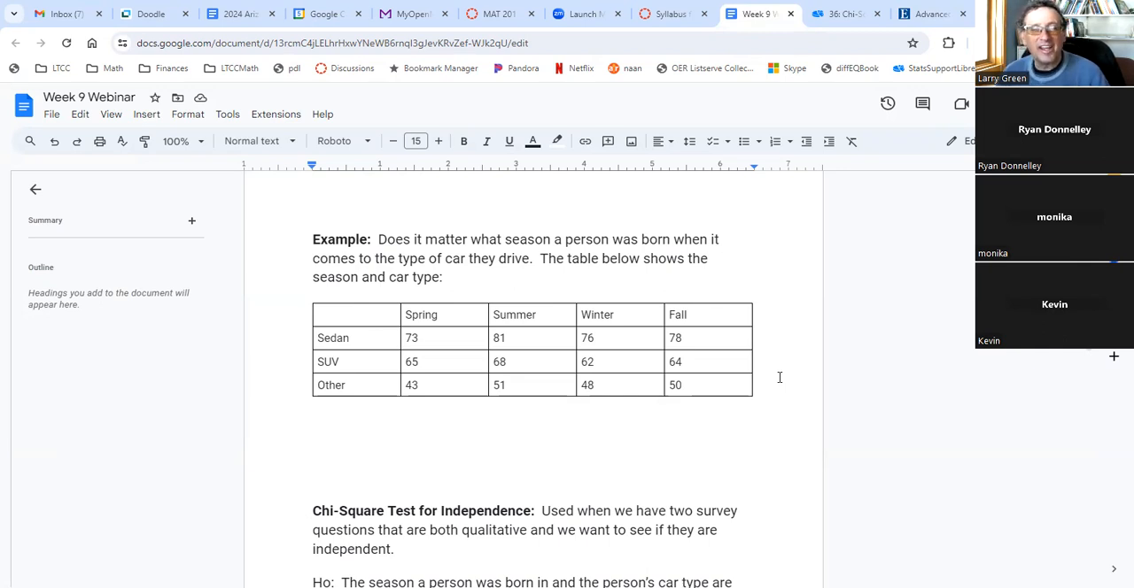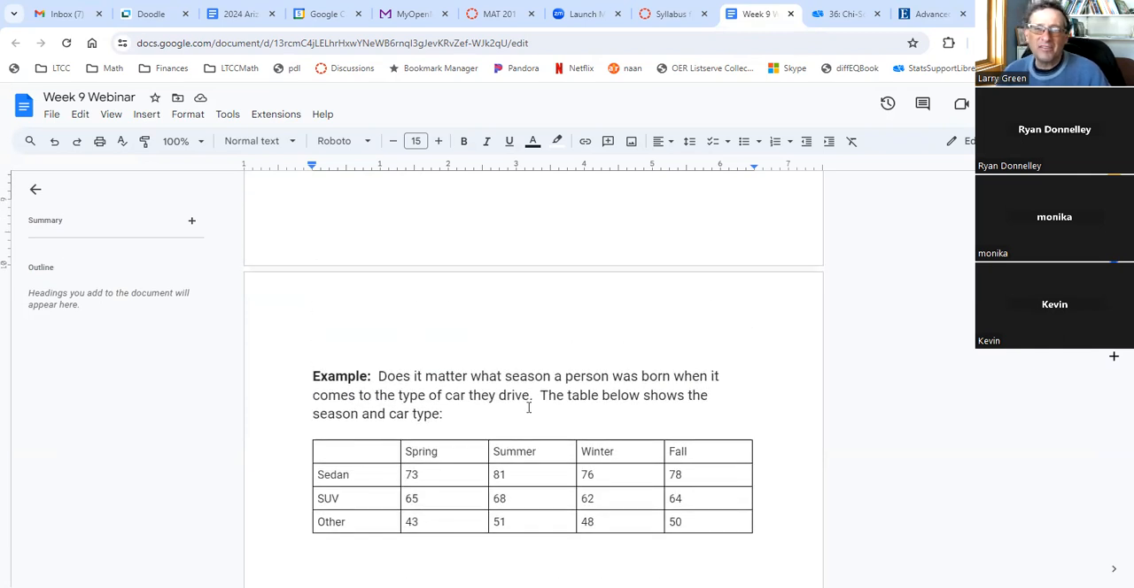So here's the second type of test. Okay, here's a question: does it matter what season a person was born in when it comes to the type of car they drive? What do you think? I was born in the summer. Do you think that's going to help you understand what kind of car I drive? What do you think?